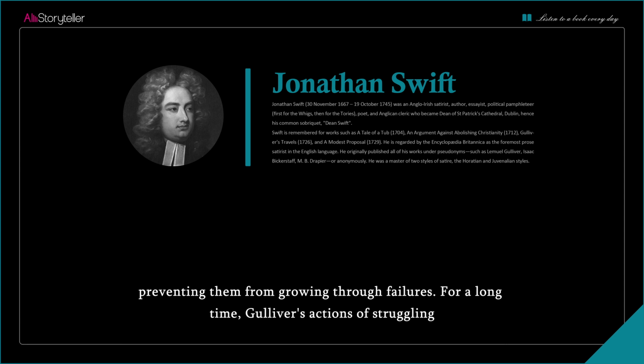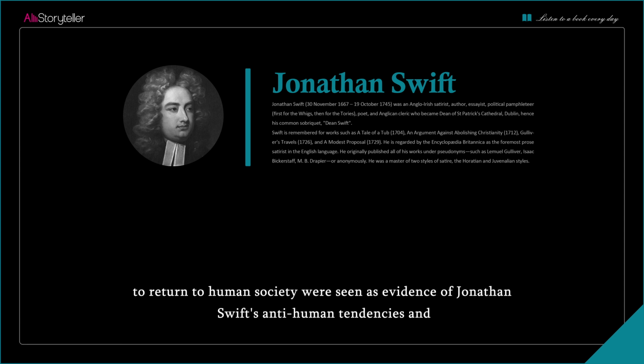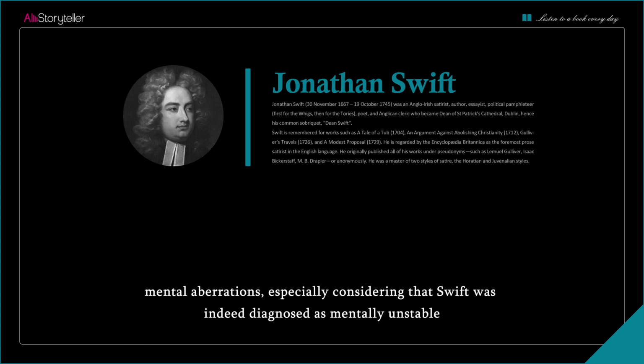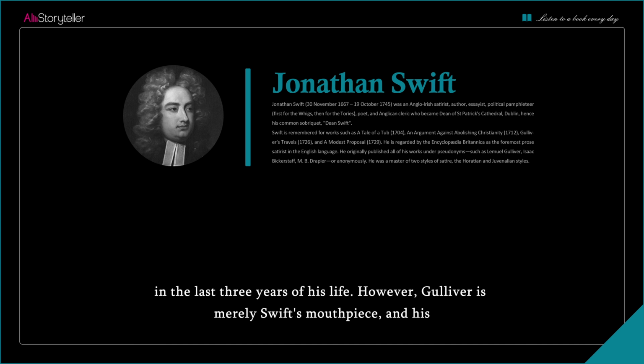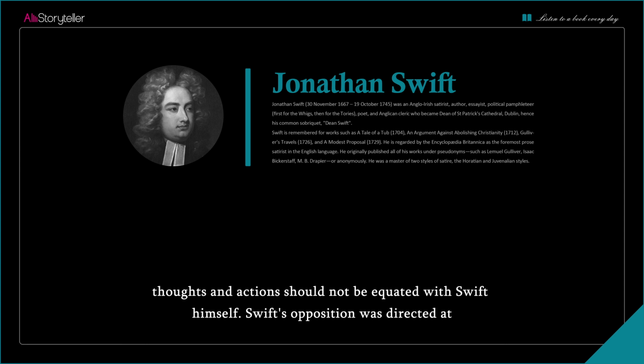For a long time, Gulliver's actions of struggling to return to human society were seen as evidence of Jonathan Swift's anti-human tendencies and mental aberrations, especially considering that Swift was indeed diagnosed as mentally unstable in the last 3 years of his life. However, Gulliver is merely Swift's mouthpiece, and his thoughts and actions should not be equated with Swift himself.